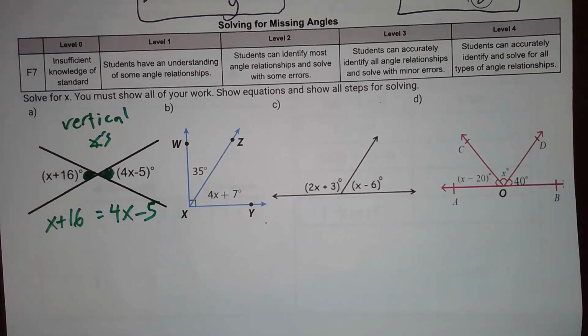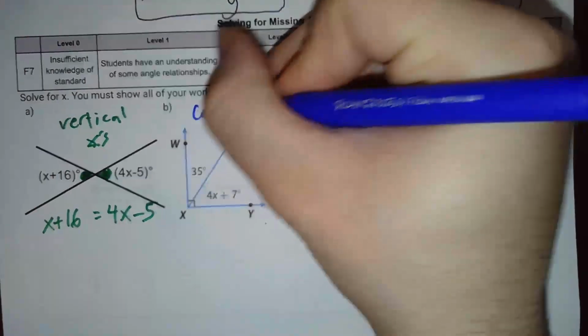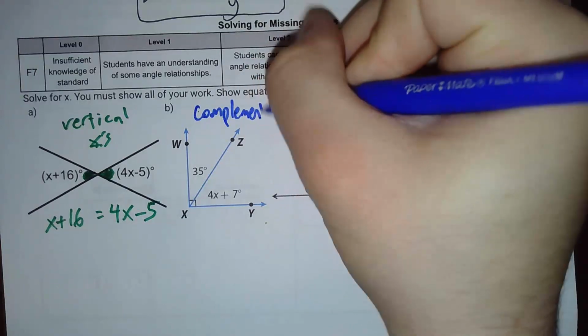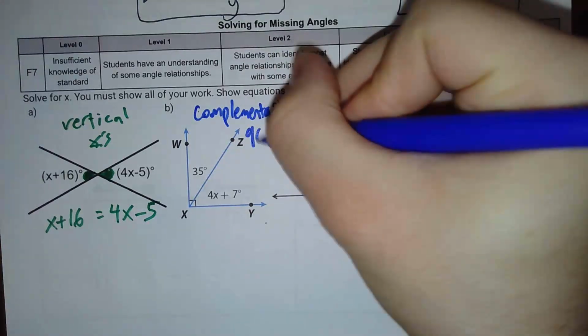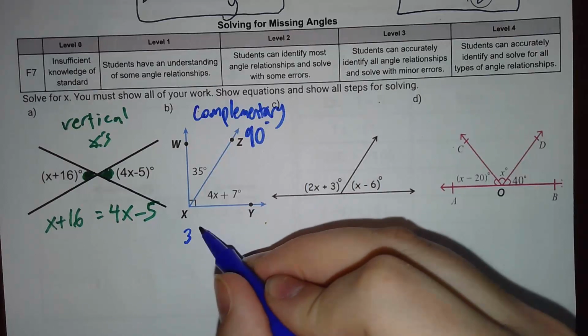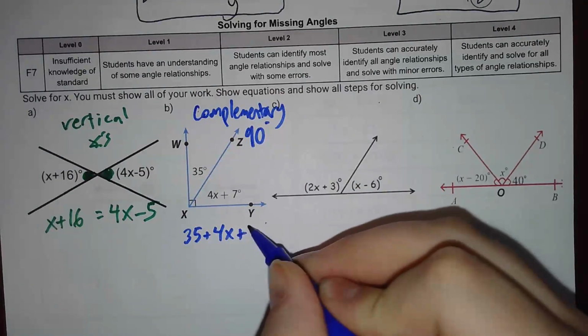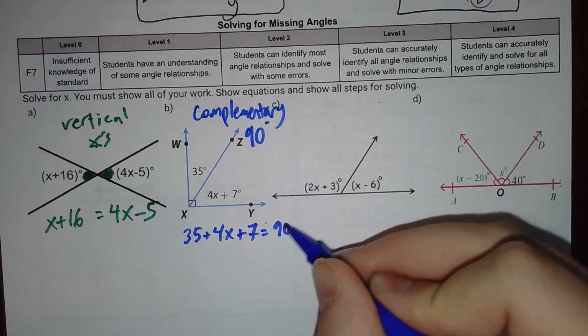For the second problem set, these are complementary. So they will add to 90 degrees. So we have 35 plus 4x plus 7 equals 90 degrees.